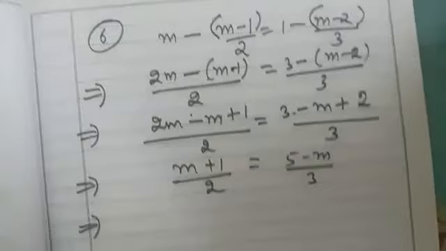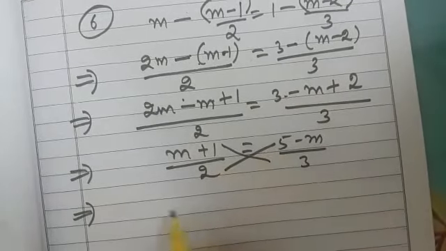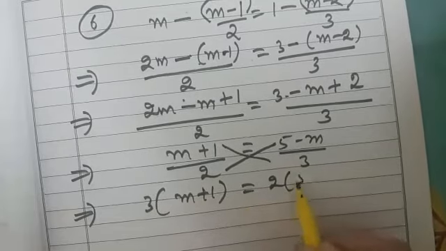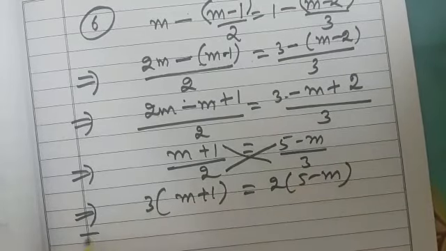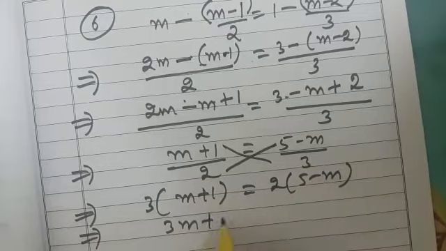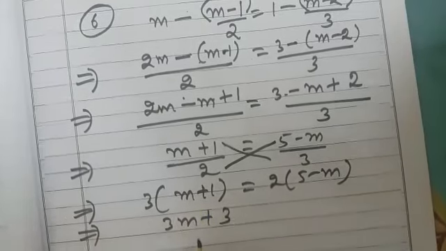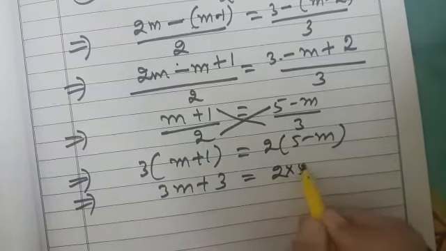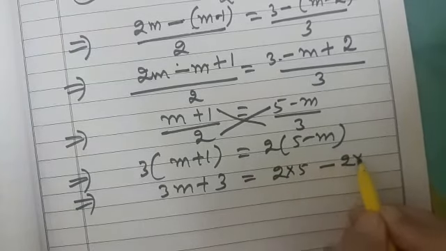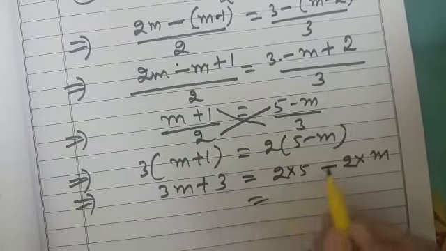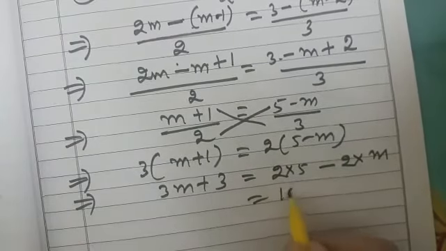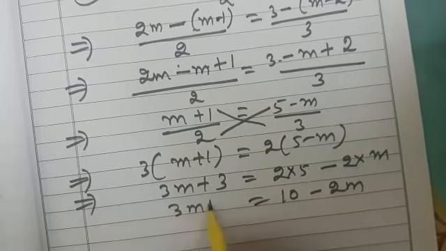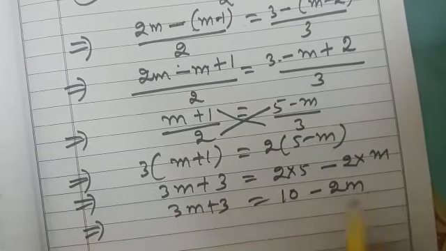Now do cross multiplication. What do you get? 3 into m plus 1 is equal to 2 into 5 minus m. 3m plus 3, remember to multiply with both terms, I keep saying this again and again. 2 into 5 is 10 minus 2 into m, I am writing it for you so that you remember. 10 minus 2m. So 3m plus 3 is equal to 10 minus 2m.